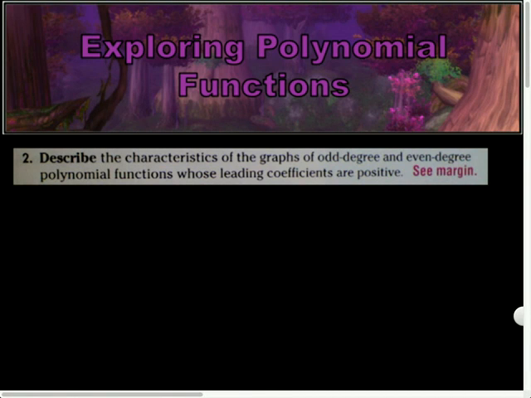Greetings and welcome, friends. We're looking at page 481. We were talking about polynomial functions and some of their different features, I guess I'd say.